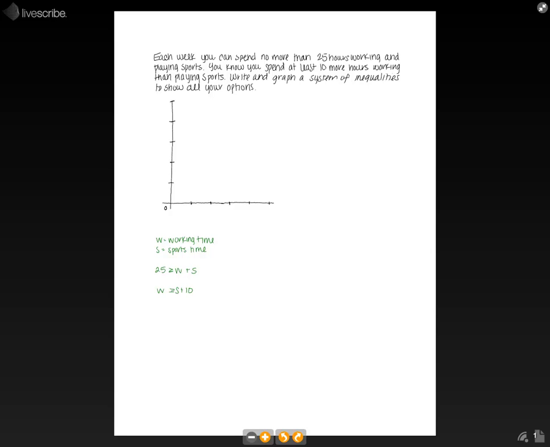To do that, the first thing we need to do is label our axes. So let's label our x-axis sports time, and that's going to be in hours. And our y-axis, let's label that working time, and let's put that in hours as well. Alright, so then let's label these tick marks 5, 10, 15, 20, and 25 on both sides.